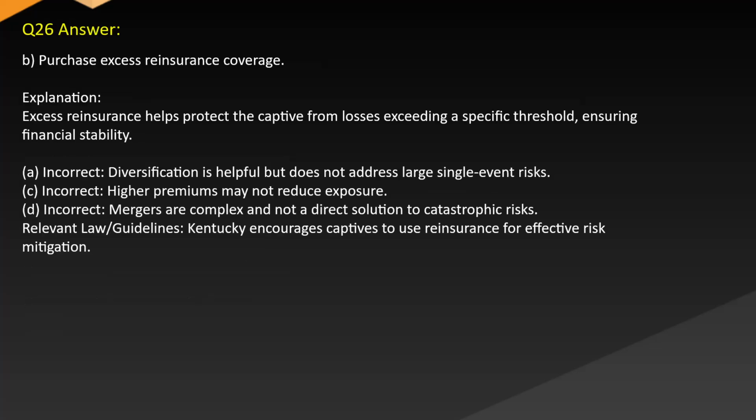Answer: B. Purchase excess reinsurance coverage. Explanation: Excess reinsurance helps protect the captive from losses exceeding a specific threshold, ensuring financial stability. A. Incorrect. Diversification is helpful but does not address large single event risks. C. Incorrect. Higher premiums may not reduce exposure. D. Incorrect. Mergers are complex and not a direct solution to catastrophic risks. Relevant law guidelines: Kentucky encourages captives to use reinsurance for effective risk mitigation.